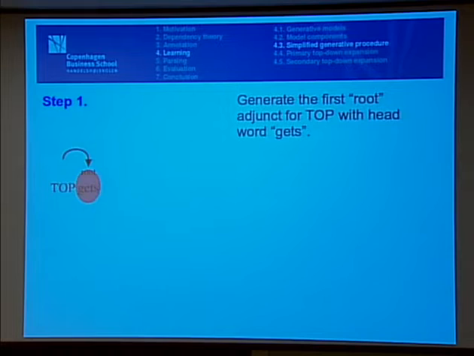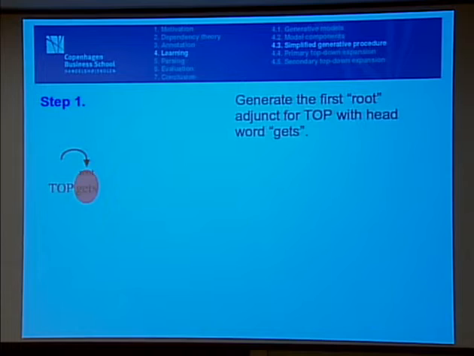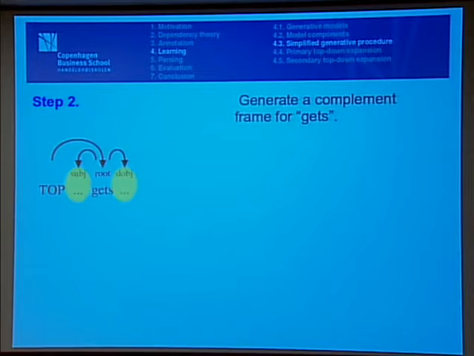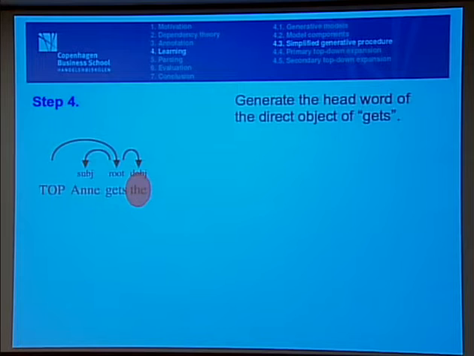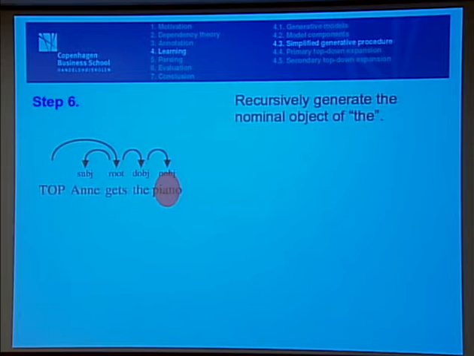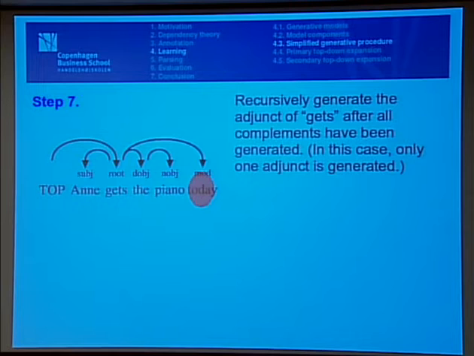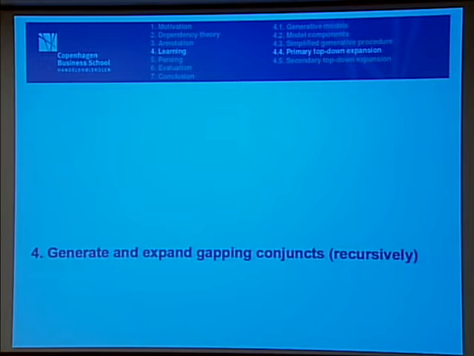You generate the first root adjunct. You generate the complement frame for it, so you could generate a subject and a direct object. Then you instantiate the subject first with the word an. Instantiate the direct object, generate a complement frame for it. Then you instantiate the complement of the nominal object here with the word piano. And then finally, you maybe create some modifiers to the nodes here. And there's a problem with it.